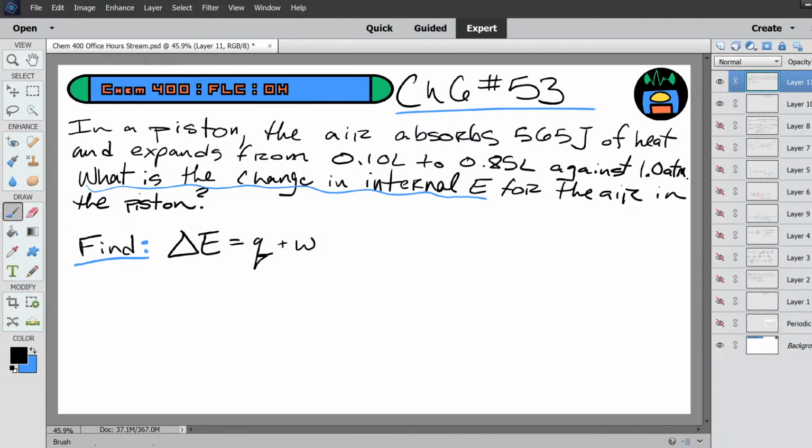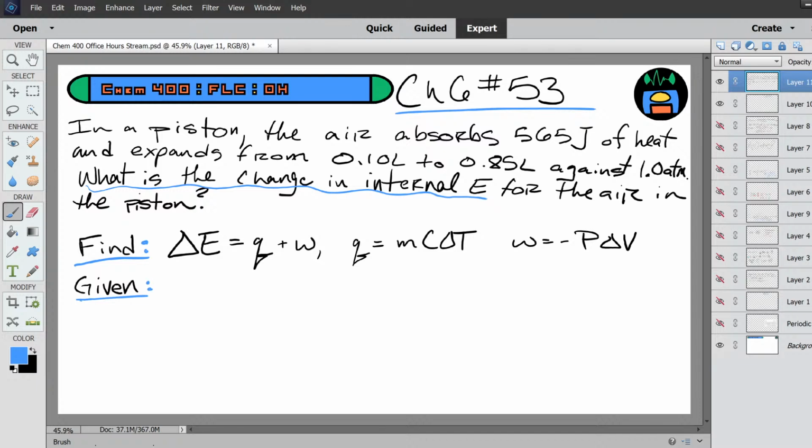Now we know that both Q and W, thermal energy and work, have their own equations, right? So these may come into play, they may not, but I like to write them out because often it's useful. Now let's look at what we're given in this problem.